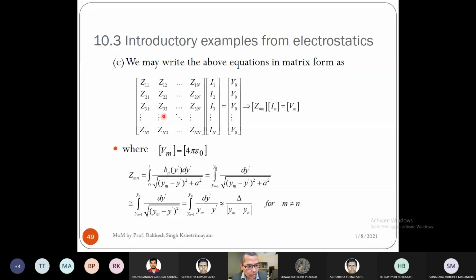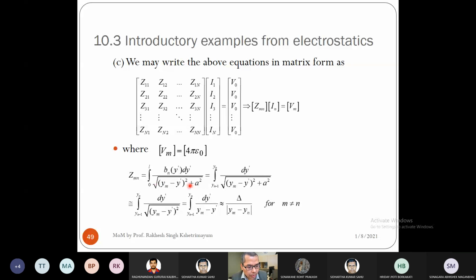Diagonal components Z_MN. Let's say I want to calculate Z_MN. Z_MN is the integration from 0 to L of B_n(y') dy' divided by the square root of, see, this is the basis function B_n, the nth basis function, and what you have here is the distance between the source and observation point. We were observing along the axis, the y-axis, and A is the radius of the cylinder, the cylindrical wire we are considering.